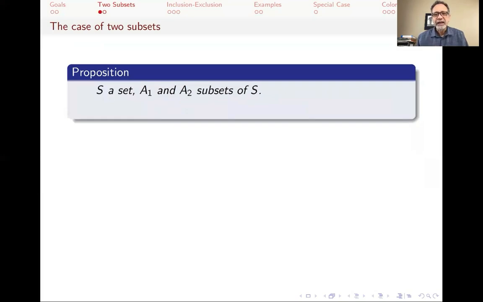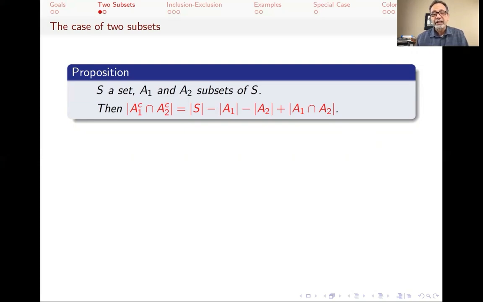Before we do the general case, let's focus on the case of two subsets. So let's say S is a set and A1 and A2 are two subsets of S. Then if you want to find A1 complement intersection A2 complement, so those are the elements of S that are not in A1 or A2, the inclusion-exclusion principle tells us that you get the size of S minus the size of A1 minus the size of A2 plus the size of A1 intersection A2.